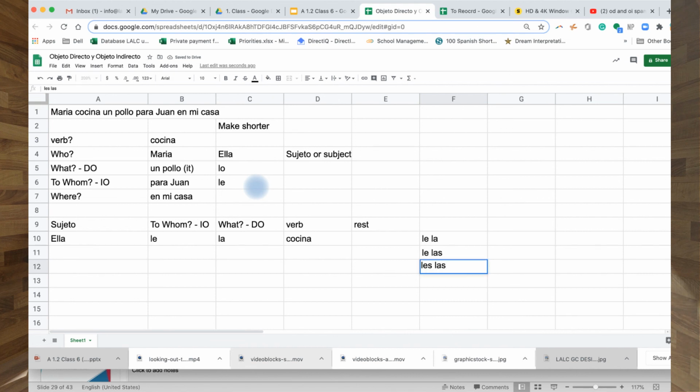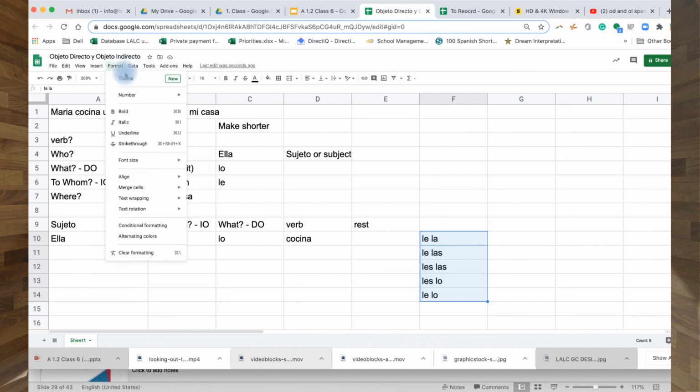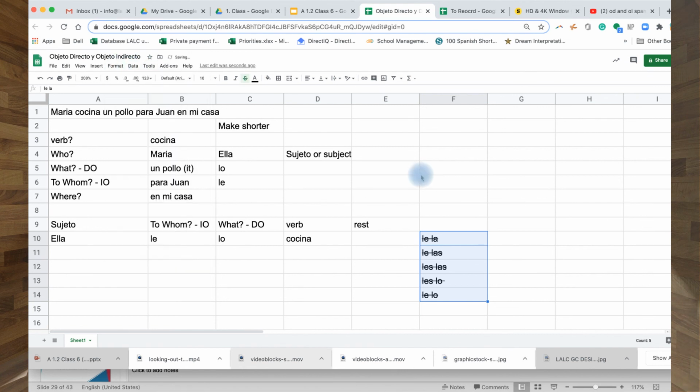I can send you these notes if you want to. I can add it. Les las, no les lo. Okay, no le lo. Okay, in this case you have le lo. You replace the direct object with lo, right? Not la. So it would be le lo. So in this, none of these cases can happen. Okay, so I'm going to cross it out, strike through. So I take it out.